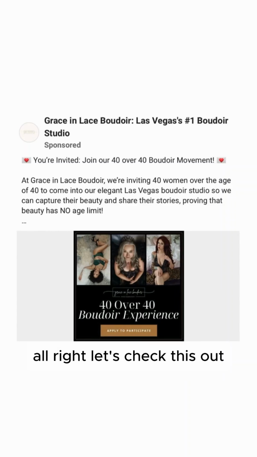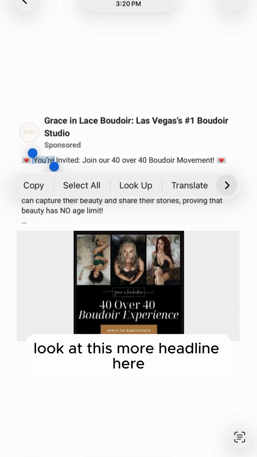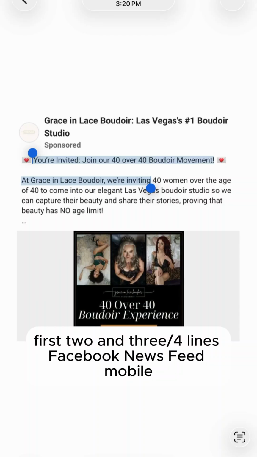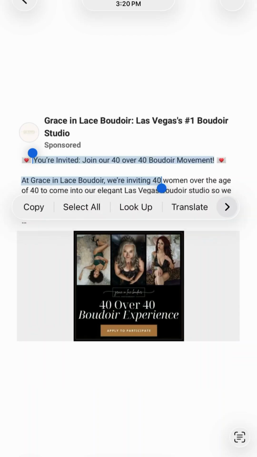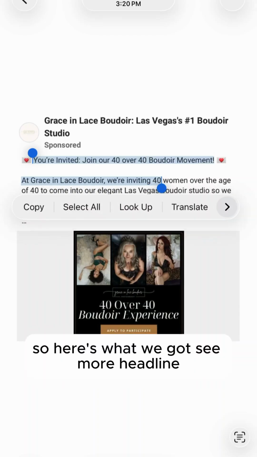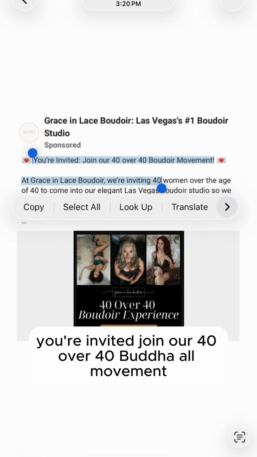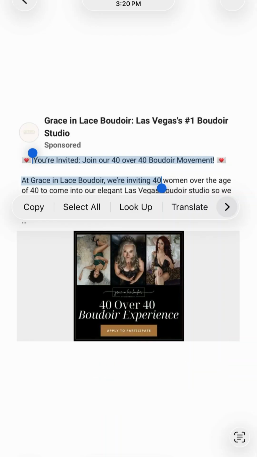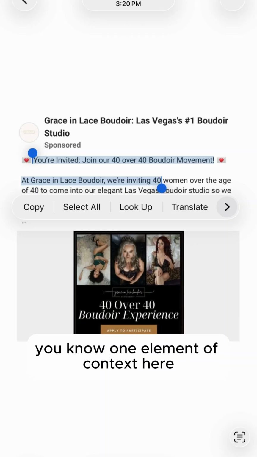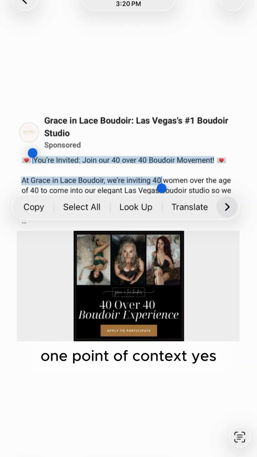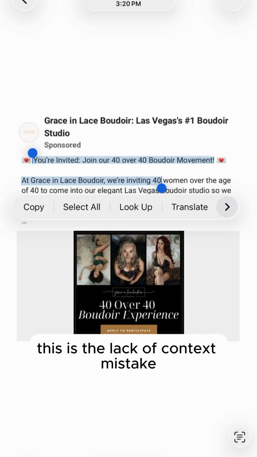All right, let's check this out. Look at the see more headline here. First 2 3/4 lines, Facebook newsfeed mobile. So here's what we got. See more headline: You're invited. Join our 40 over 40 Boudoir movement. Business Boudoir 40. All right. So we got one element of context here, one point of context. Yeah, it's just a lack of context mistake.